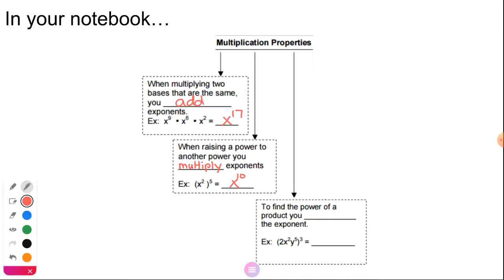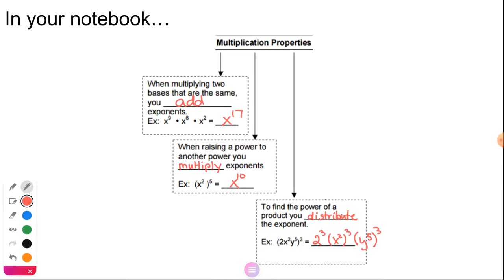Okay, anytime we have something being raised to a power and it's like a product of things, we can extend this and we can take the power of each of those things. Okay, so to find the power of a product, you distribute the exponent. Okay, so this is going to be the same as 2 cubed times x squared cubed times y to the 5th cubed. And then we would just simplify that.